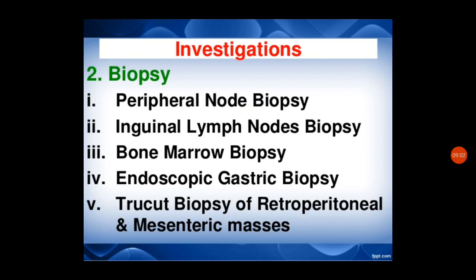Then biopsy can be done as an investigation, like peripheral node biopsy, inguinal lymph node biopsy, bone marrow biopsy, endoscopic gastric biopsy and true-cut biopsy of retroperitoneal and mesenteric masses. Depending upon the presence of nodal enlargement or mass involvement, we can choose the site for biopsy.